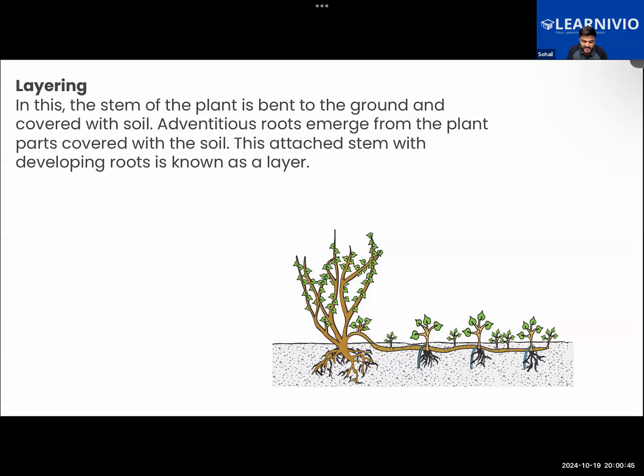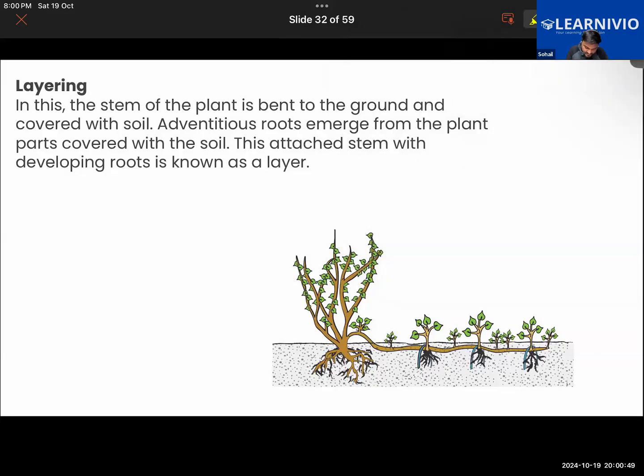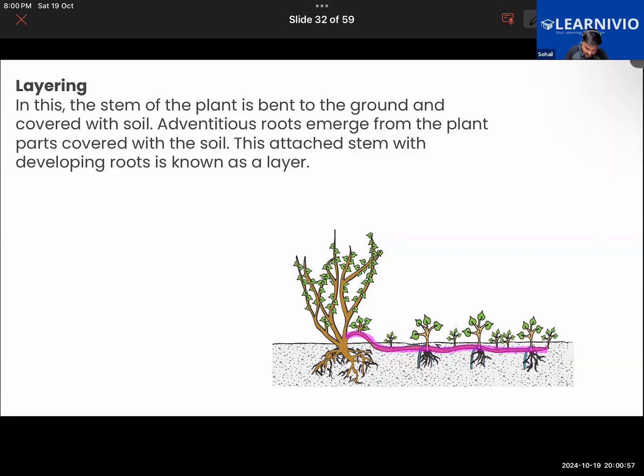Now, that is called layering. And this stem, let me highlight this here. This stem that is attached to the main parent plant is called the layer. So that is being called the layer. Okay, so I hope it is clear. Any questions from this method?